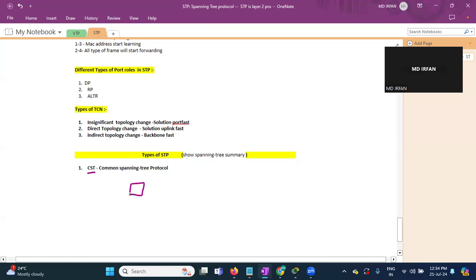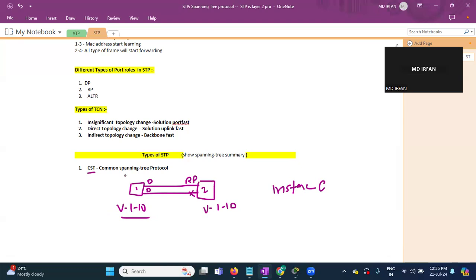So how CST works: you have a switch, and you have a redundant path. One port will be blocking, one will be the root port, and the others will be designated ports, right? So if you have VLANs 1 to 10 here, and VLANs 1 to 10 on the other switch, how will it work for all the VLANs? It will create an instance, which we call an STP instance. So for all the VLANs, it will create a single instance. In Common Spanning Tree Protocol, the switches create a single instance for all the VLANs, the whole group of VLANs you can say.